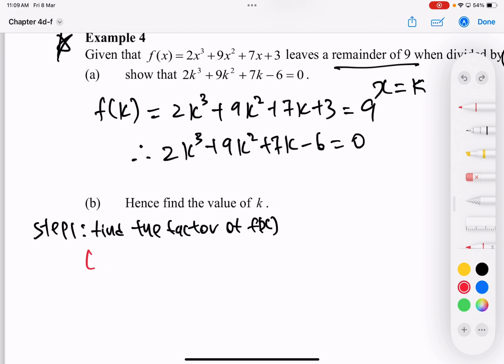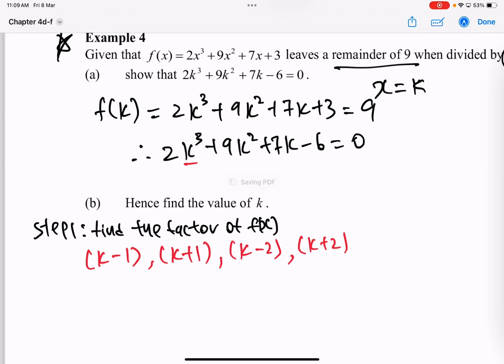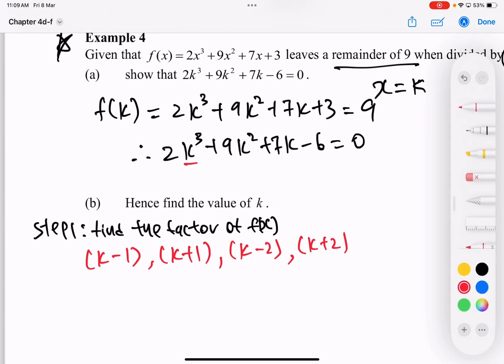This is not x, this is k, because this variable is k. I'm going to try k minus 1. I'm going to try k plus 1. I'm going to try k minus 2. I'm going to try k plus 2. Very often, 90% of the time, it will fall within this. Sometimes it will fall outside this, meaning it might be k minus 3 or k plus 3. So what does it mean by trying this thing?